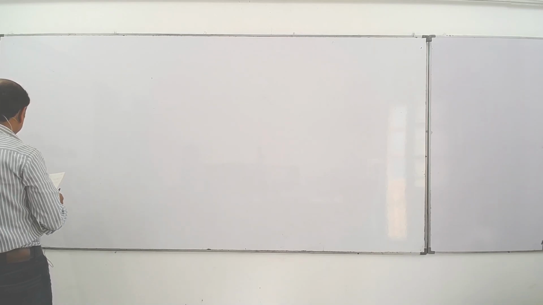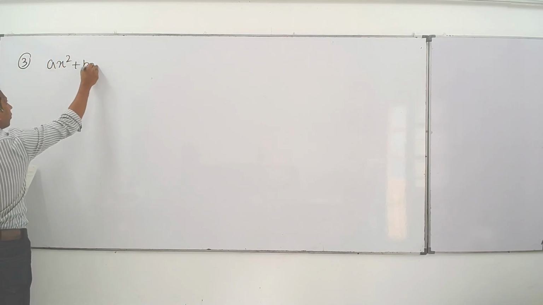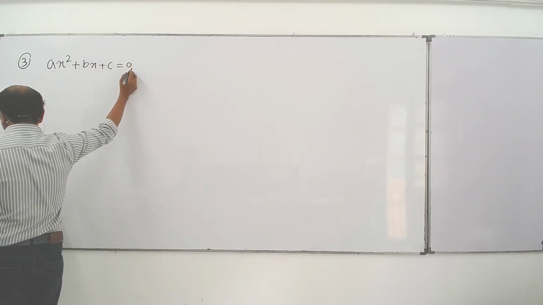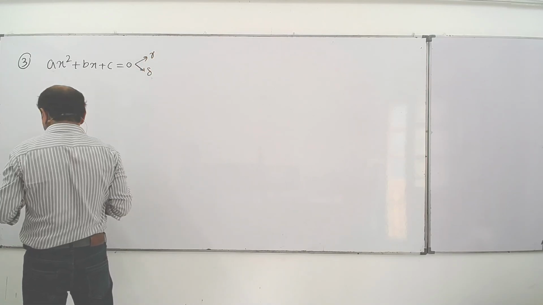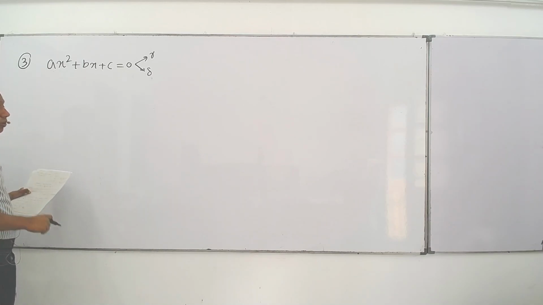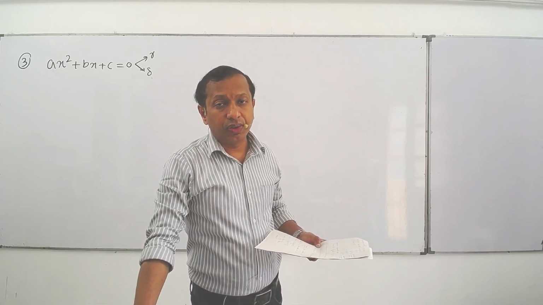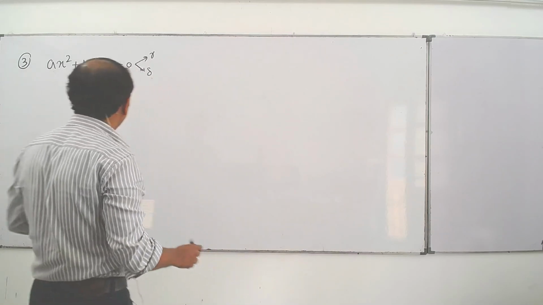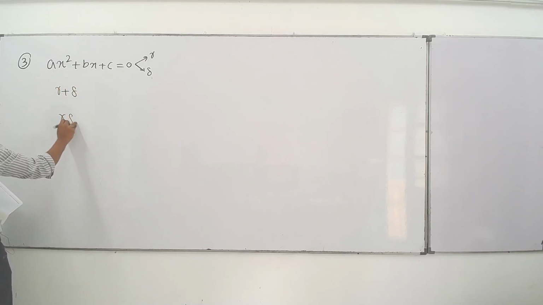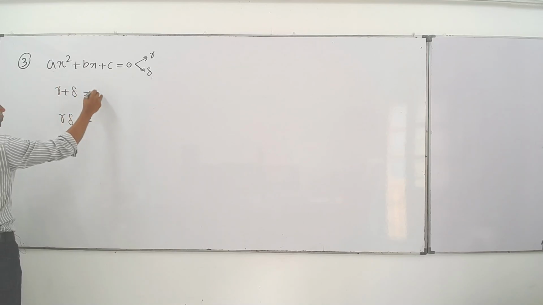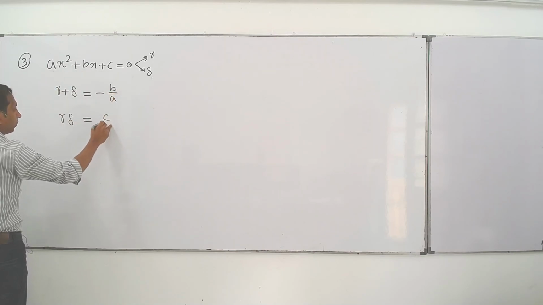Right, I am going to take this equation, ax squared plus bx plus c equals 0. Let us take the roots of this equation as gamma and delta. Right, you know, in a quadratic equation, for the roots to be real, its discriminant should be greater than or equal to 0. And we know the sum of the roots and the product of the roots we can write. Sum of the roots should be minus b by a. Product of the roots c by a.